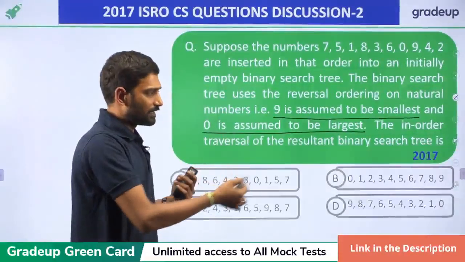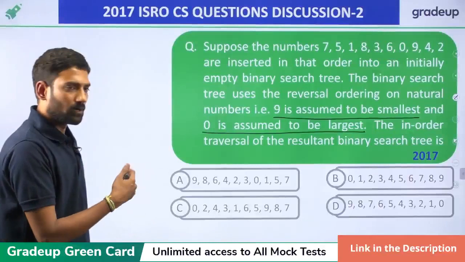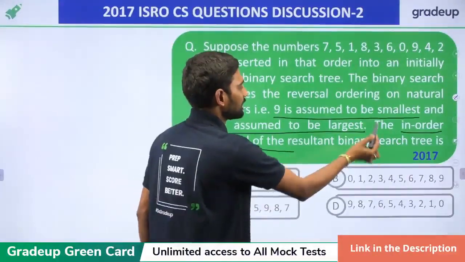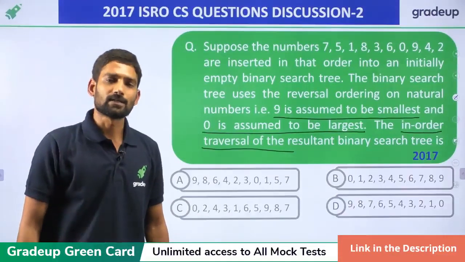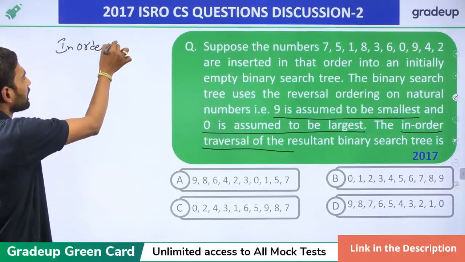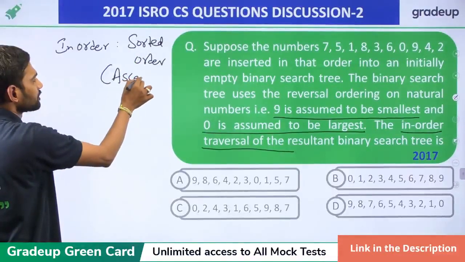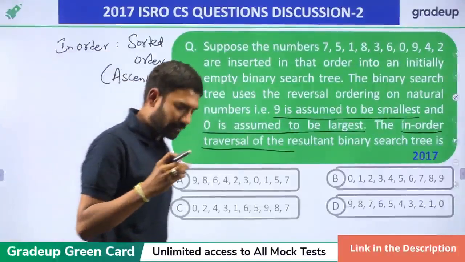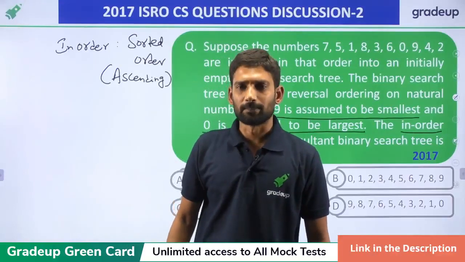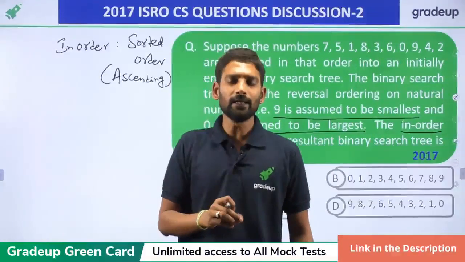Yeah. So, here it is again a BST, binary search tree question. 9 should be small, 0 should be large. Now, what we want? The in-order traversal of the resultant binary search tree. Always remember, in-order traversal will be in the sorted order, that too in ascending. Always, this is the small trick you need to remember. Yes, Pradeep, you are correct. So, in-order will always give you the result in ascending order.